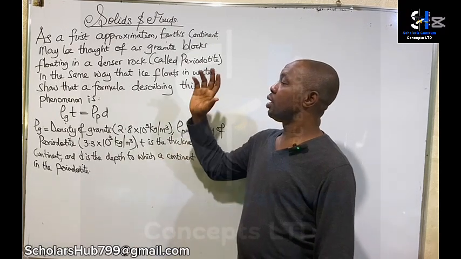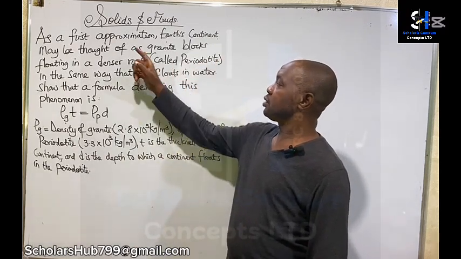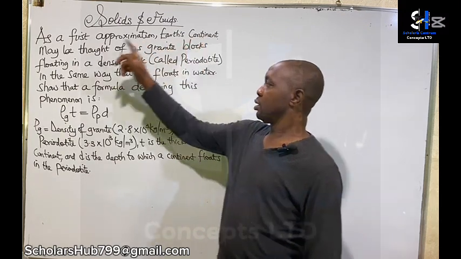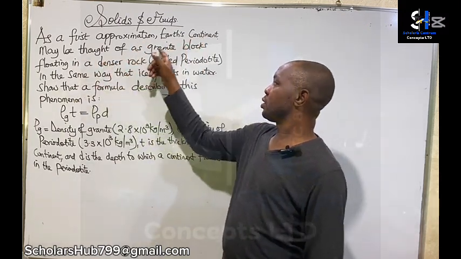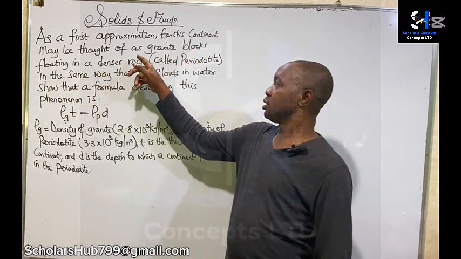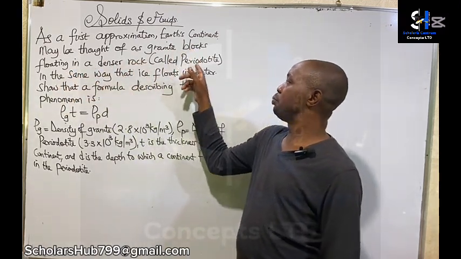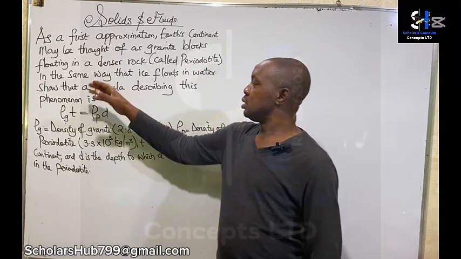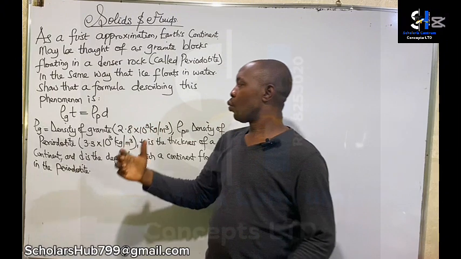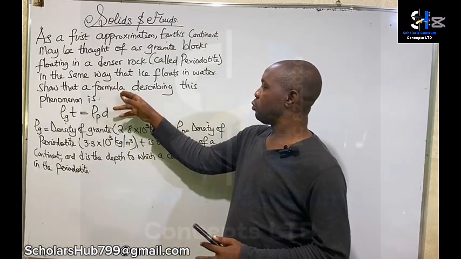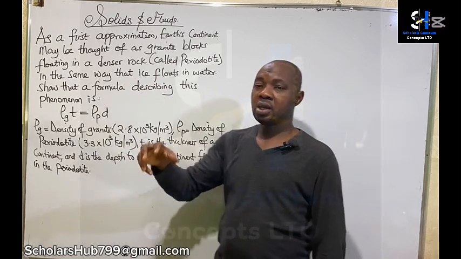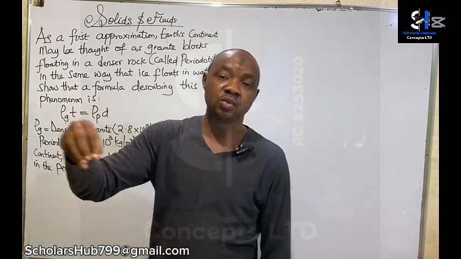Now we have, as a first approximation, Earth's continents may be thought of as granite blocks floating in a denser rock called peridotite, in the same way that ice floats in water. Now we want to show a formula describing this phenomenon, similar to ice floating in water.